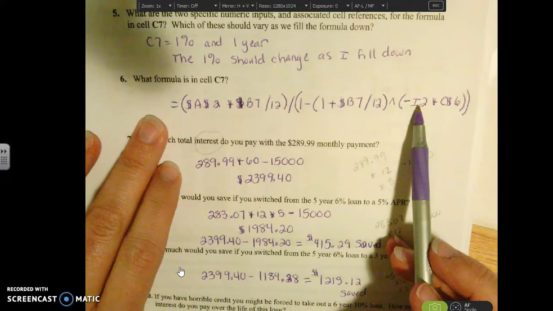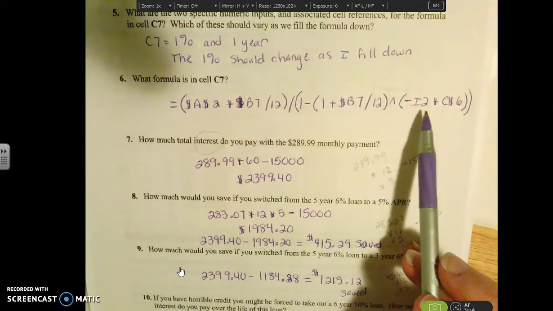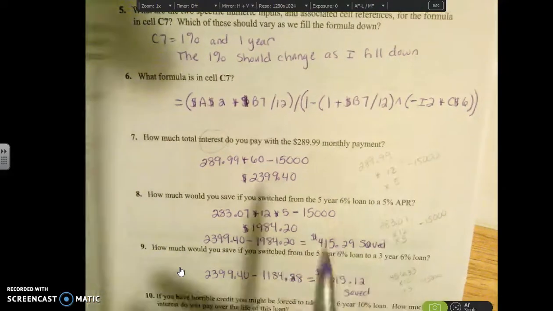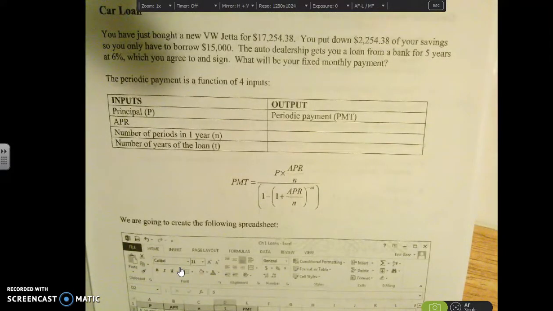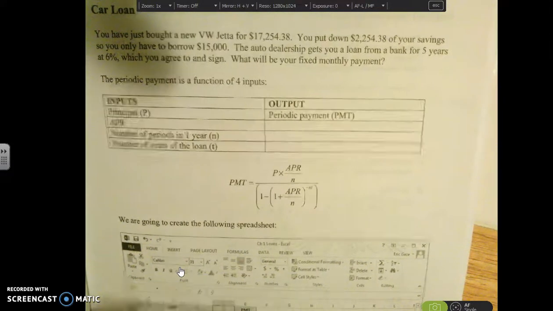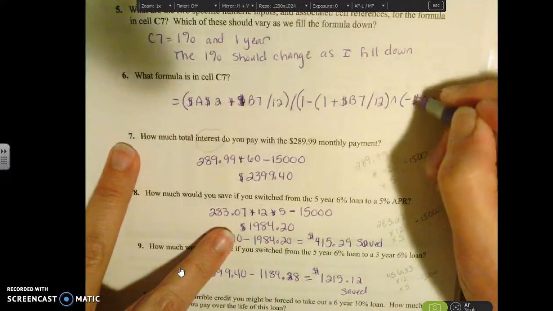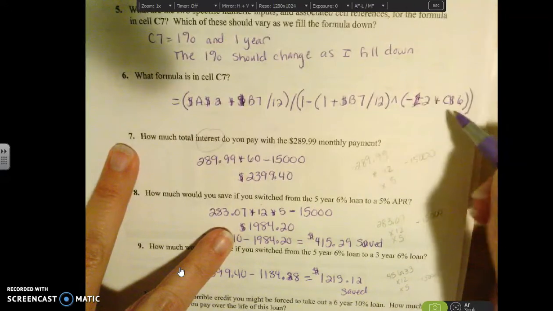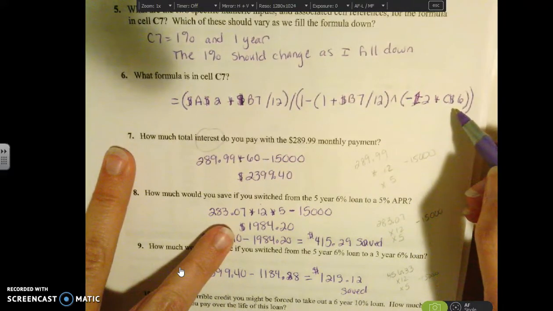This is 12 again. I2 is going to be my term of the loan, and no, I didn't copy that. Oh, I'm sorry. That should be 12, not I2, so that should be 12. And then the C6 again is your years, and the C6 is something that doesn't change.